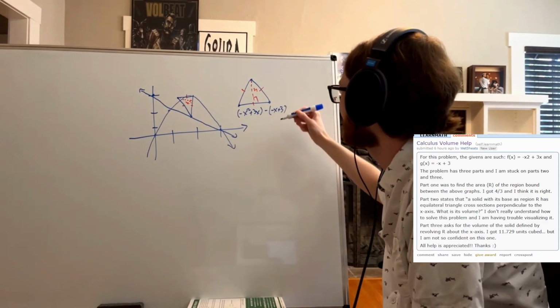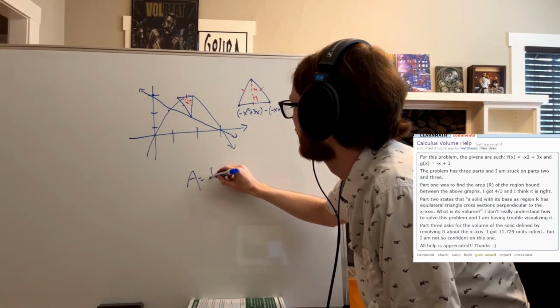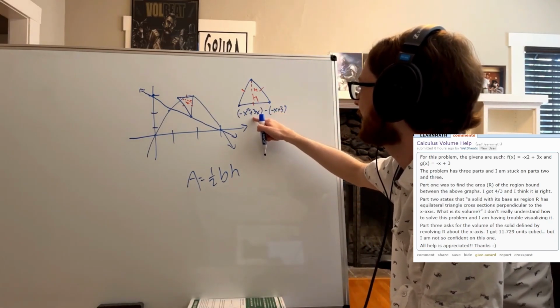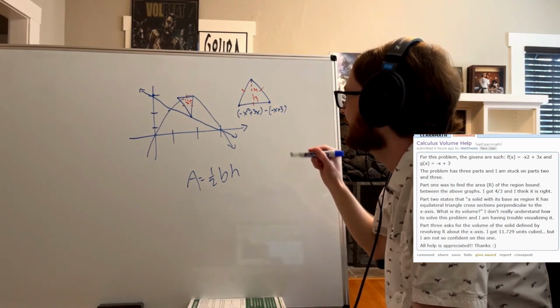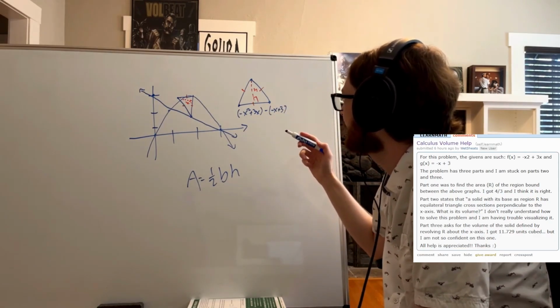The area of the triangle is 1/2 base times height. Now the base is pretty easy. We already know the base. It's this function, whatever value it happens to have. The height is going to be slightly harder to find.